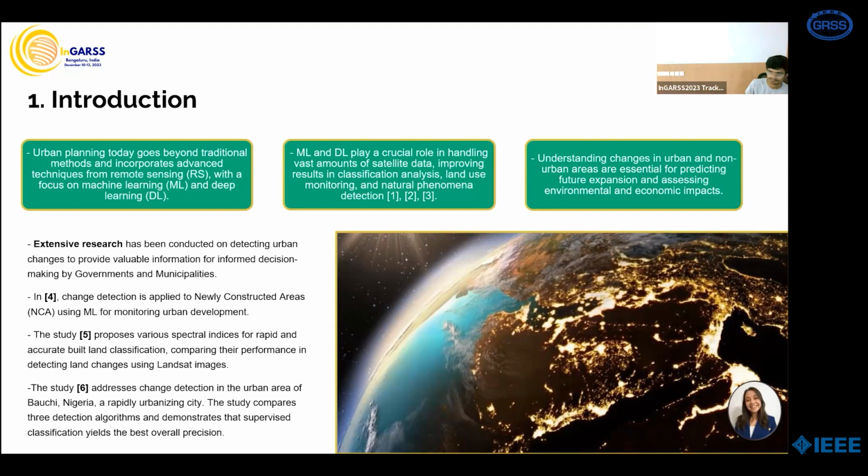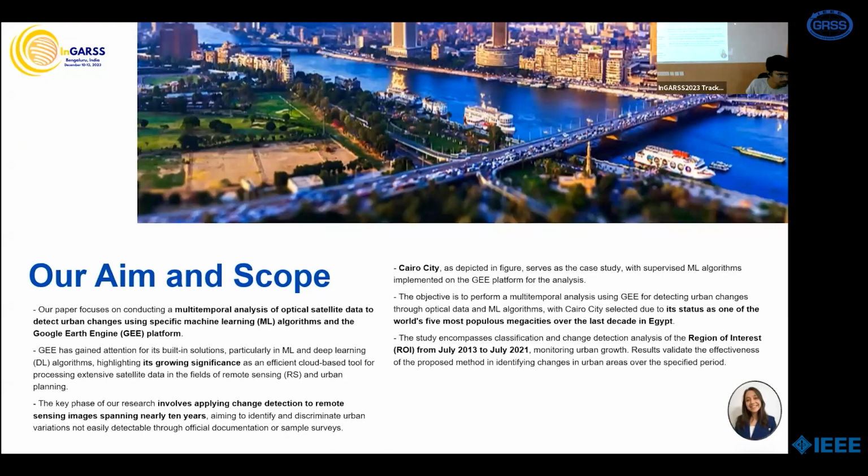In our research, we focus on utilizing optical satellite data and specific machine learning algorithms through the Google Earth Engine platform for a multi-temporal analysis of urban changes. The study's core involves applying change detection to nearly 10 years of remote sensing images, specifically targeting urban variation not easily discernible through official documentation or sample surveys.